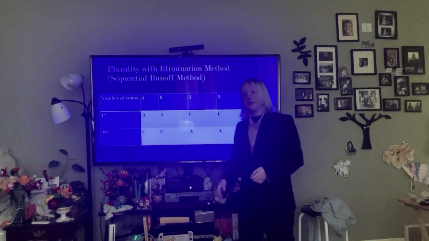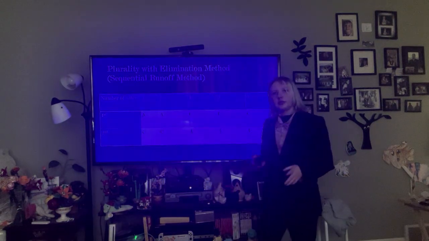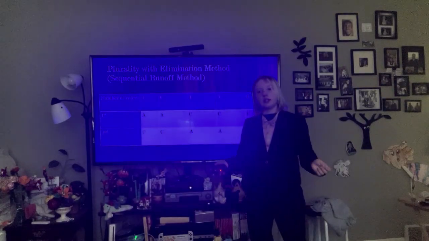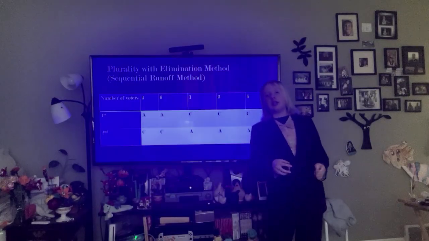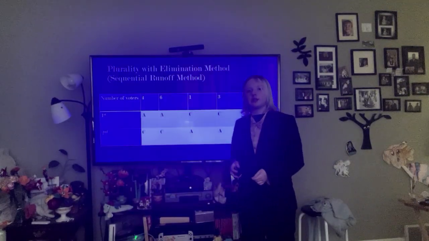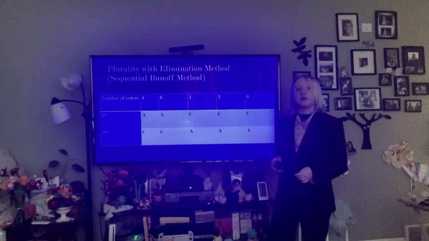So, since A has 10 votes and C also has 10 votes, this would really end up with a tie. So, when using the plurality with elimination method, also known as the sequential runoff method, you end up with a tie.